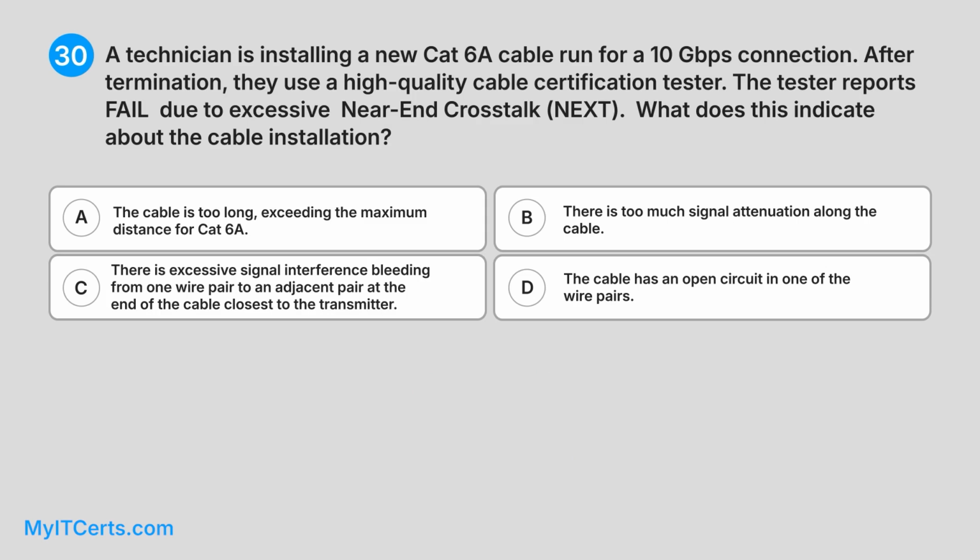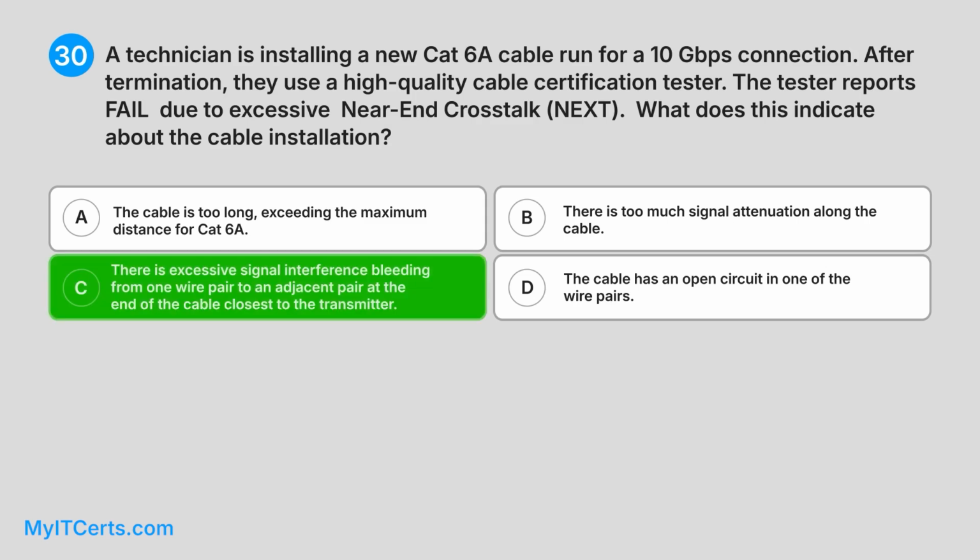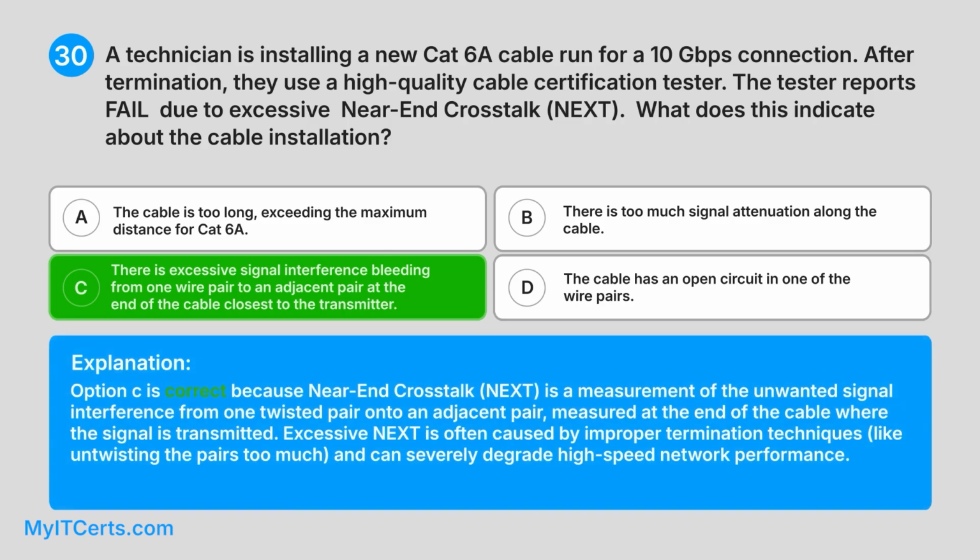Correct answer. C. There is excessive signal interference bleeding from one wire pair to an adjacent pair at the end of the cable closest to the transmitter. Explanation. Option C is correct because near-end crosstalk, NEXT, is a measurement of the unwanted signal interference from one twisted pair onto an adjacent pair, measured at the end of the cable where the signal is transmitted. Excessive NEXT is often caused by improper termination techniques, like untwisting the pairs too much, and can severely degrade high-speed network performance.